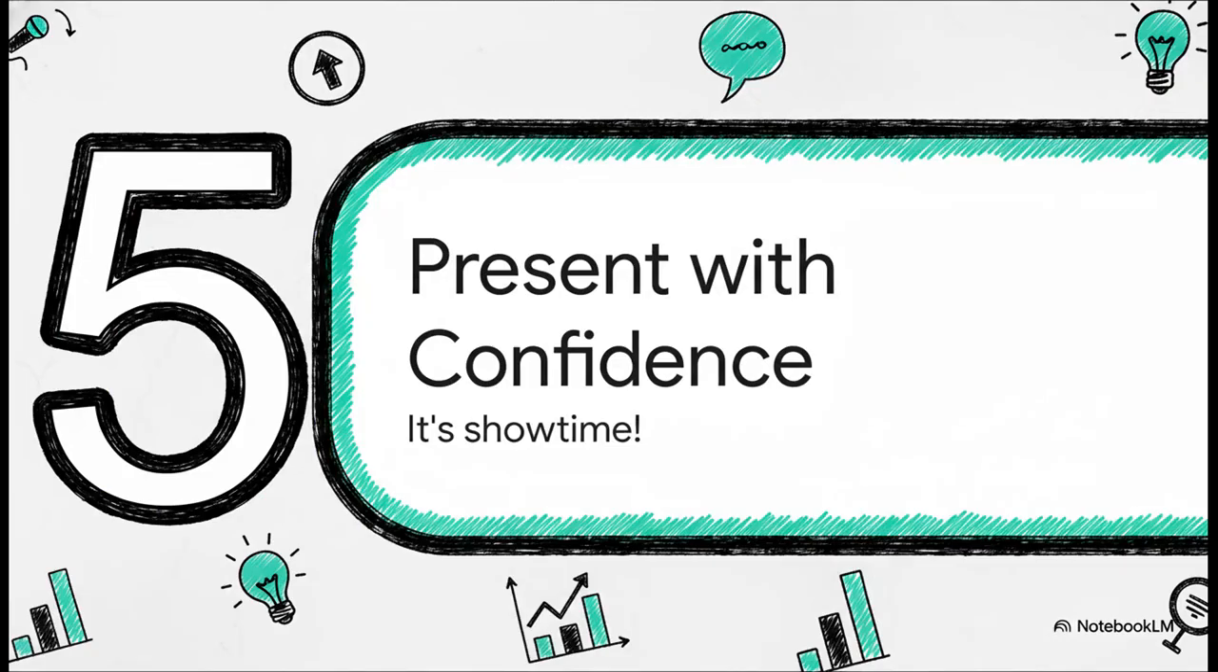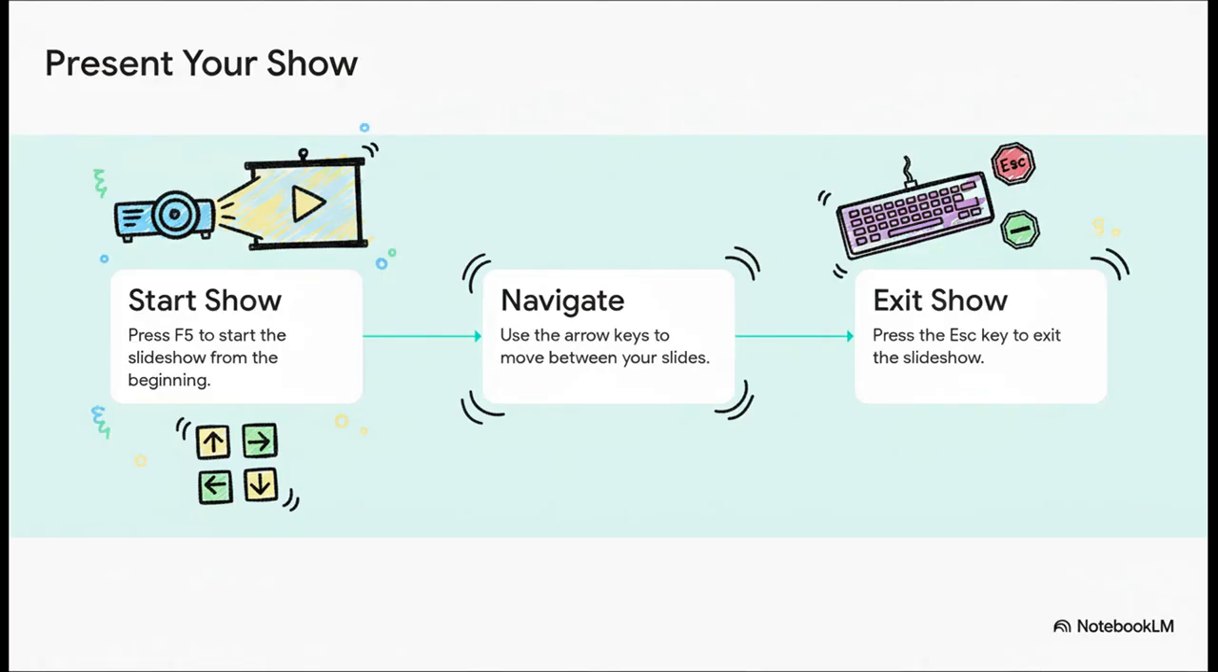Okay, you've built it, you've designed it, and now it's time to share it with the world. This is the final step, the home stretch, taking the stage and showing off what you've created. And honestly, it could not be simpler. When you're ready to start the show, just hit the F5 key. That'll take you full screen right from the first slide. Then you just use the arrow keys to move forward and backward. And when you're all done, just hit the escape key to exit. And that's it. You've officially done it.